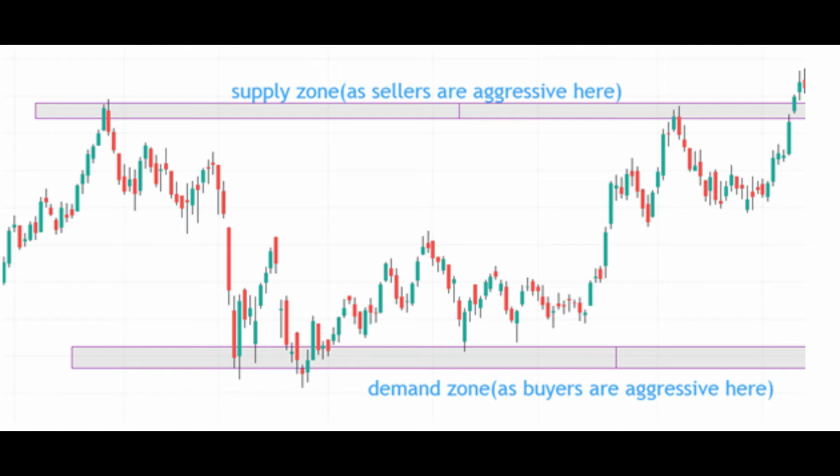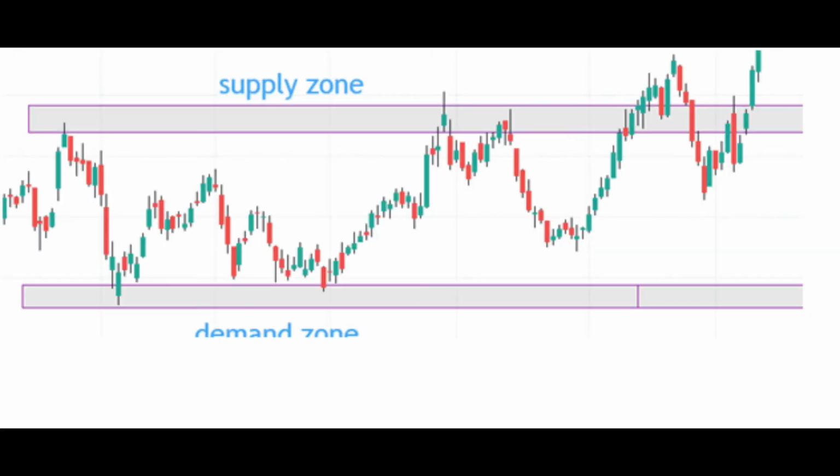Let's have a look at how demand and supply zones look like. Whenever the prices reach a particular demand zone, they tend to reverse up to the recent supply zone, and the same happens when the prices reach the supply zone. Now let's understand how to plot the demand and supply zones.